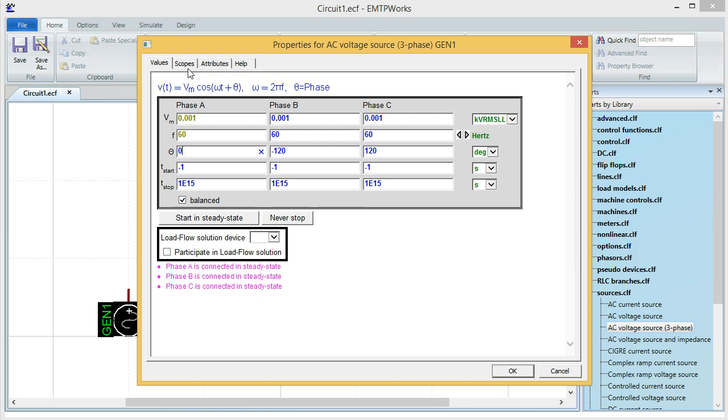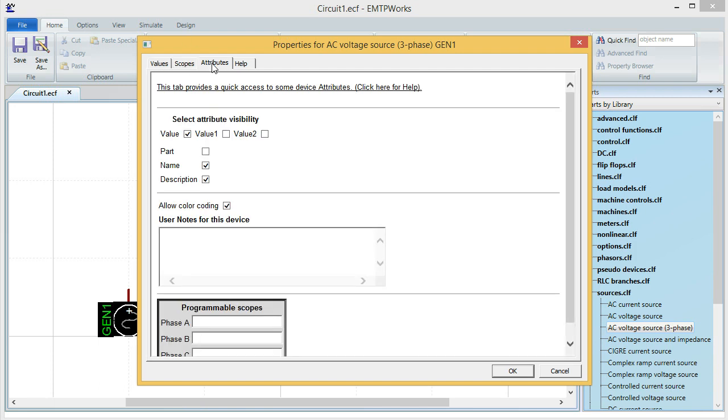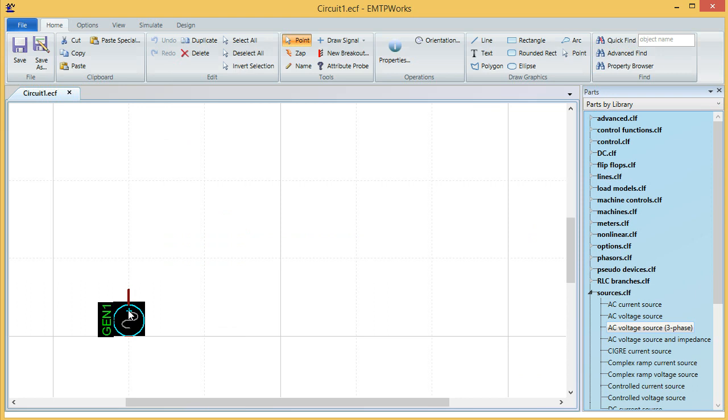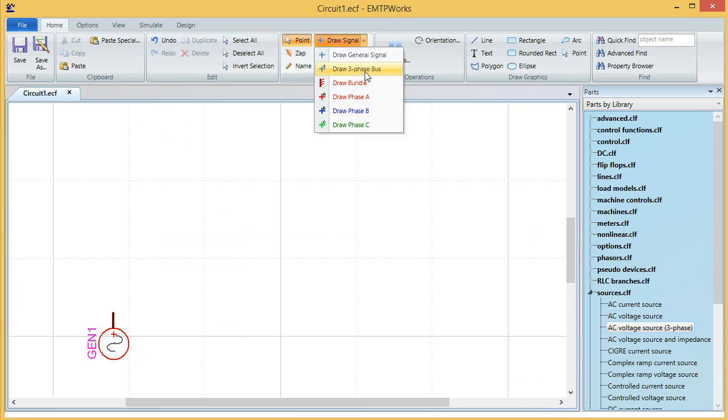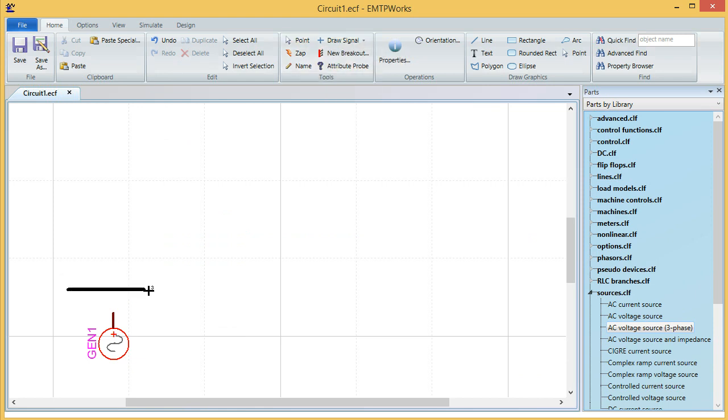I don't need any scopes, and I don't want it to show the values over the generator, so let's just have that one. Okay, so now I'm going to need a bus, the first bus. Draw a 3-phase bus, and this is my first bus.